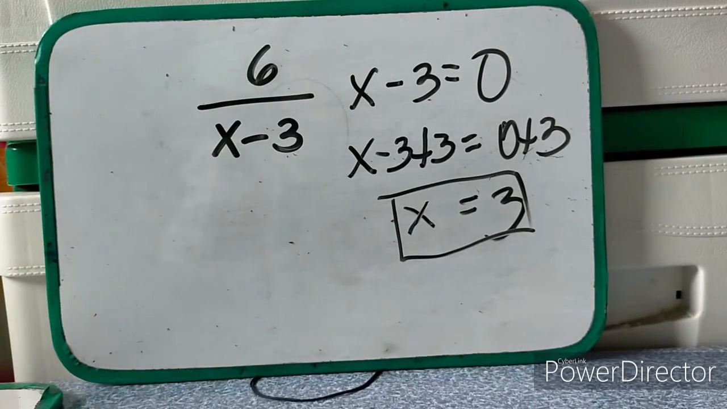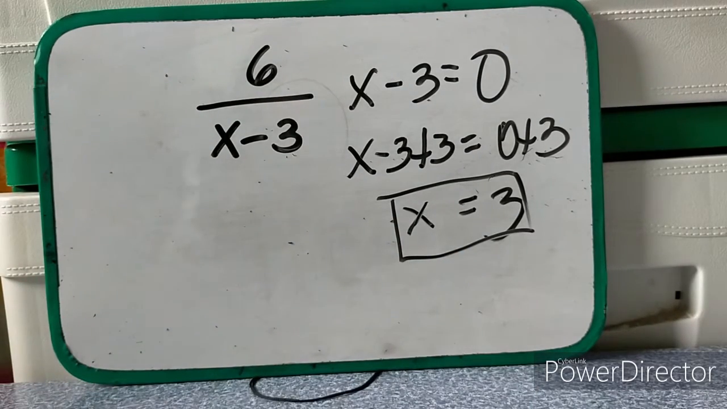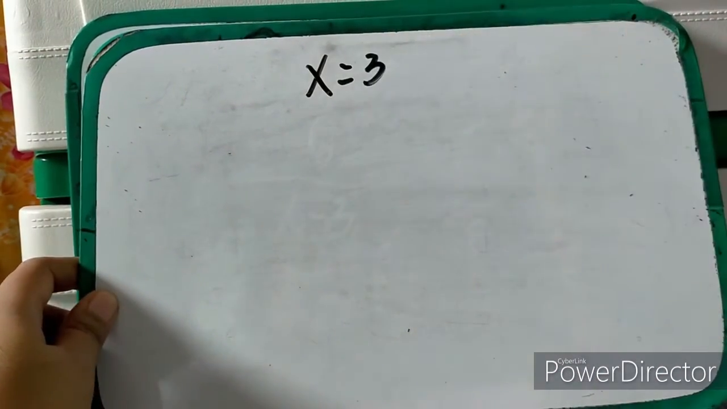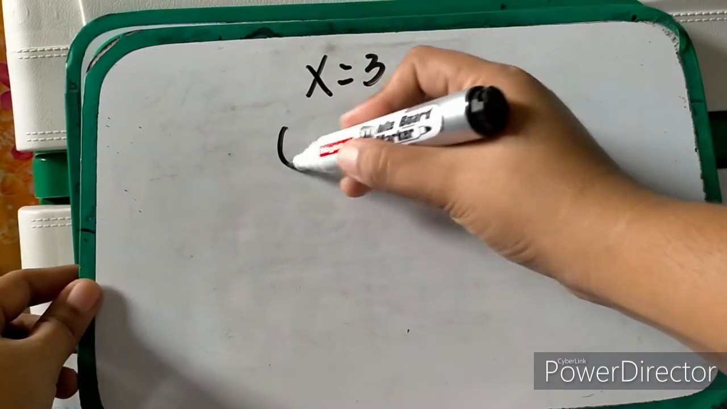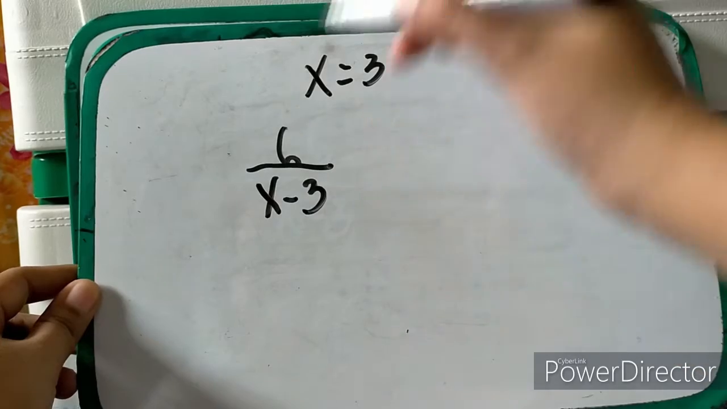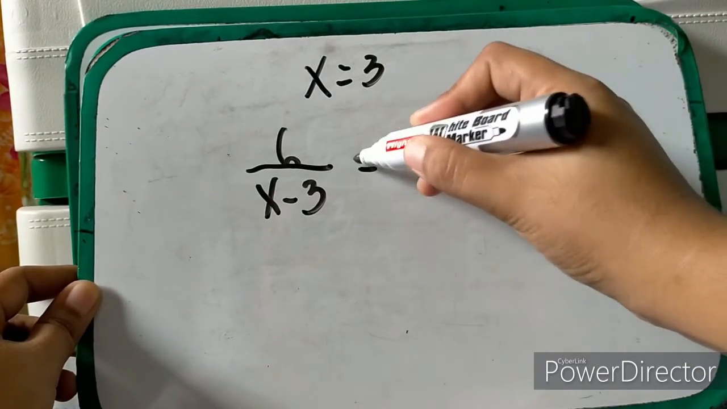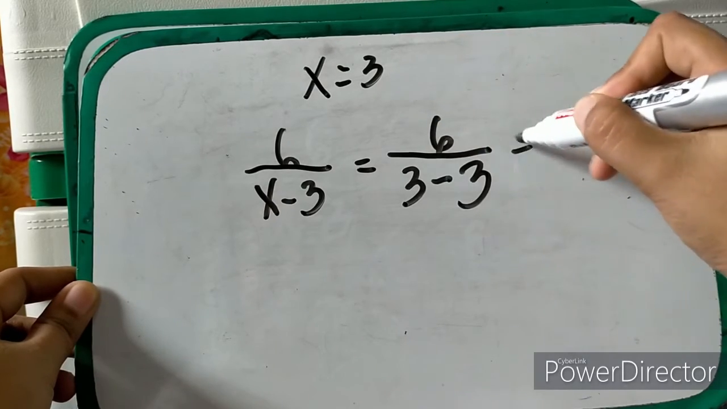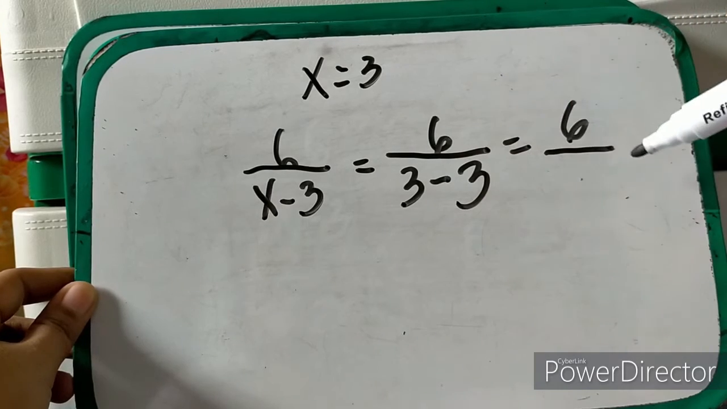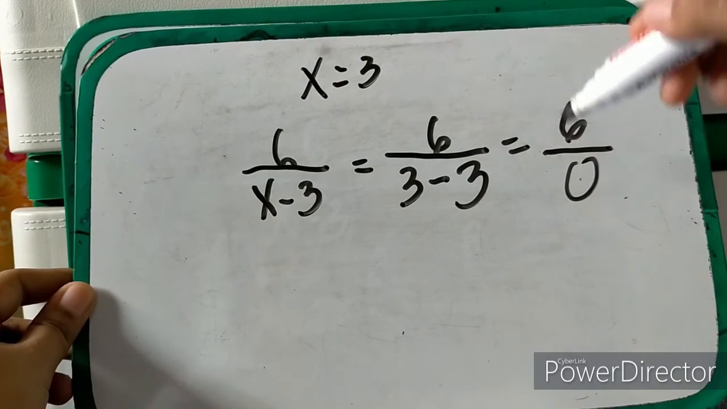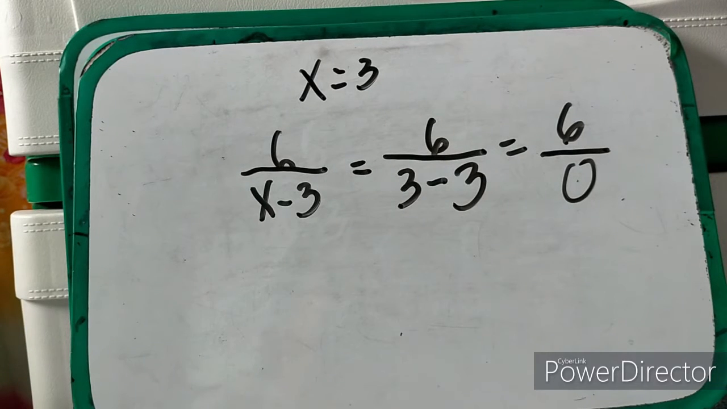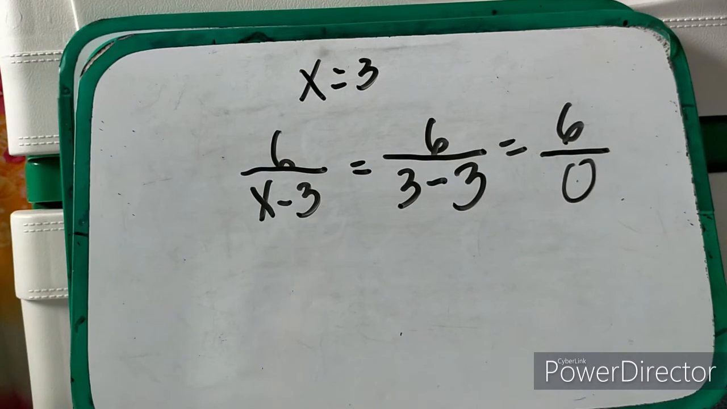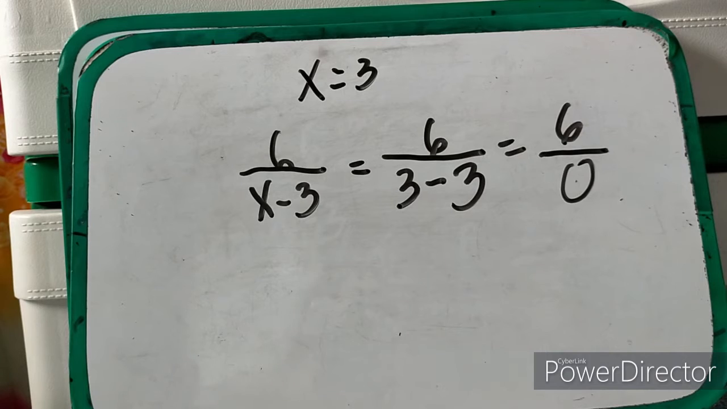What happens if we substitute it to the expression 6 over x minus 3? So, substitute natin, x is equal to 3. Then we have 6 over x minus 3. It is equal to, copy 6 over, ano yung x natin? 3. 3 minus 3. 6 over 3 minus 3 is 0. And 6 divided by 0 is undefined or meaningless. So, this is the excluded value for this rational algebraic expression.